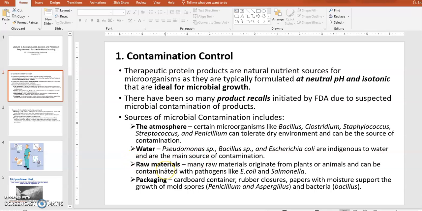Of course, the raw materials, like I said, whatever your drug product is using, so growth media, the cells themselves making the API, and maybe the packaging material, primary, secondary, all those could have contaminants like E. coli, Salmonella. Packaging materials include cardboard containers, rubber closure systems, papers with moisture support. They can grow mold, spore, Penicillium, Aspergillus, and bacterial cells.